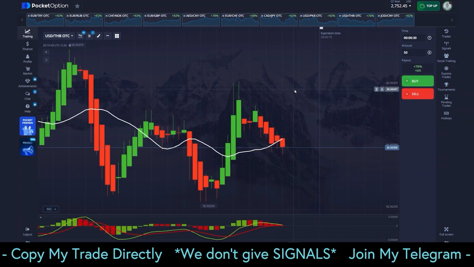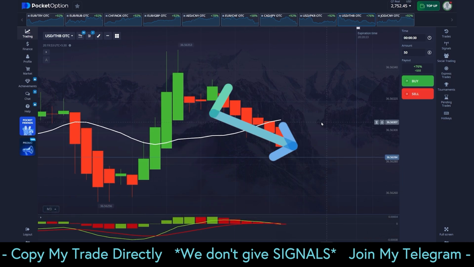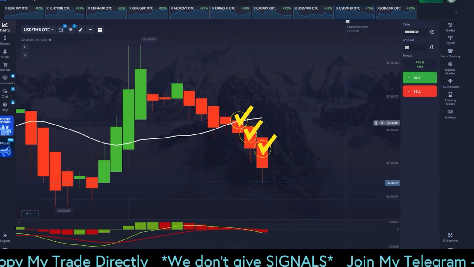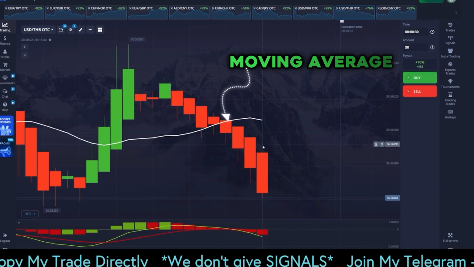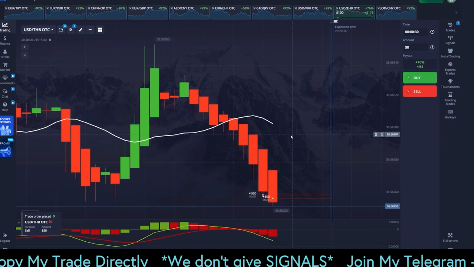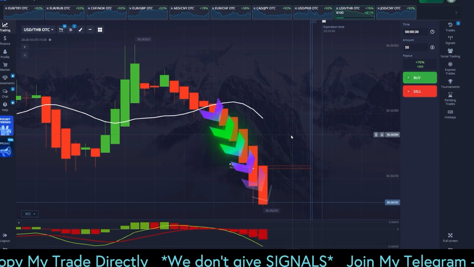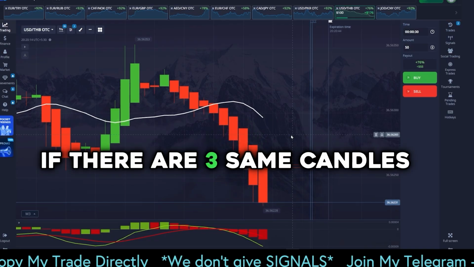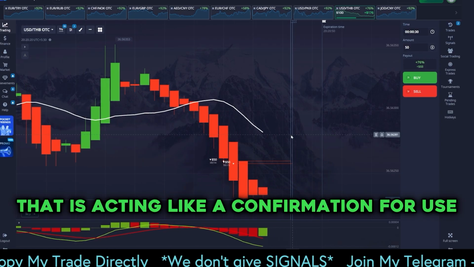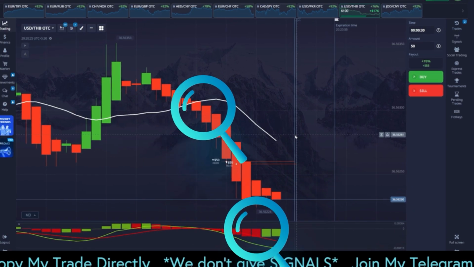So finally, traders, you can see here on this pair the downtrend has started now. Now here you have to recognize one thing. Here, if 3 red candles are formed below the moving average, then you can practice. That is why I am practicing here. Because the identity of the real downtrend will be that even though a downtrend has been formed here, we can observe here if there are 3 same candles above or below the line, that is acting like a confirmation for use. But don't just take a trade based on that, look for other confirmations also.